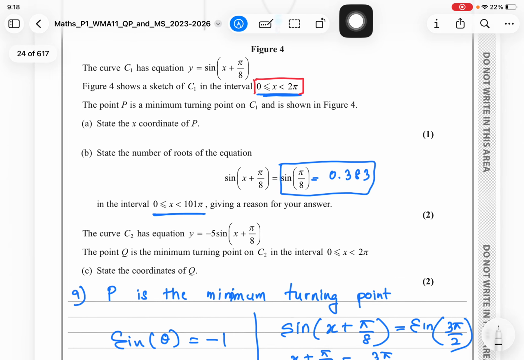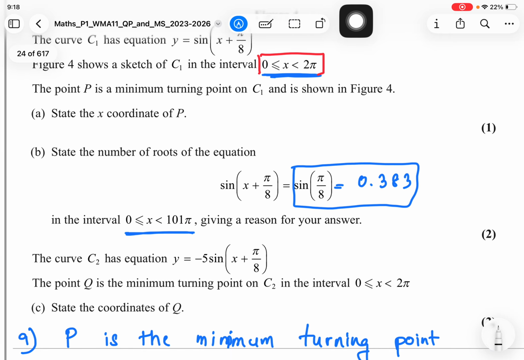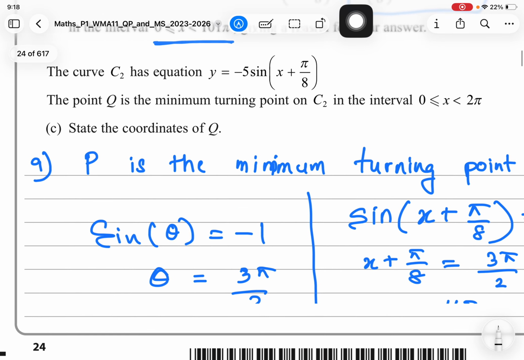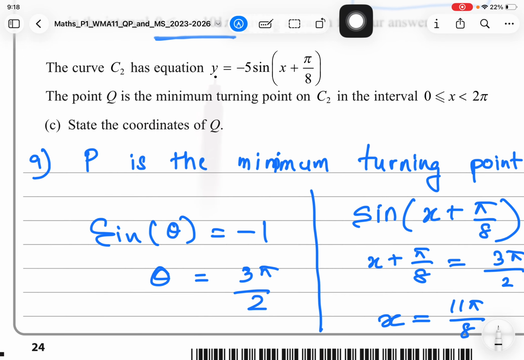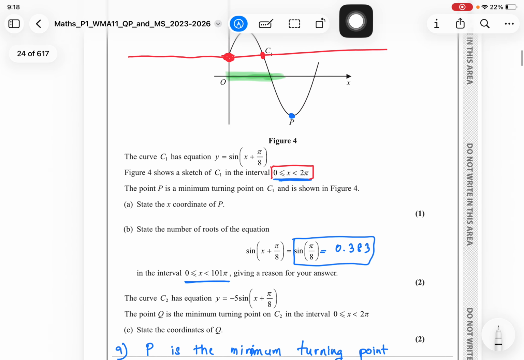Okay, so part B is also complete. Now we have to think about the curve C2. In the C section, they are talking about a new curve, C2, which has an equation of y equals negative 5 sine of this. The point Q is the minimum turning point of C2 in this interval. State the coordinates of Q. What we can see is this is just a transformation, because the x coordinate does not change, it's just the y coordinate that will be negative 5 times.